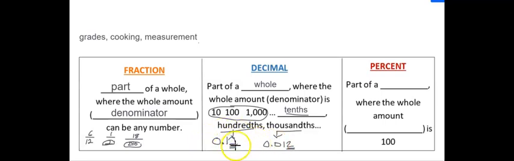Think about money. This is 12 cents. It's a dime and 2 pennies. It's 12 pennies out of 100 pennies to make that money. So it's part of a dollar.